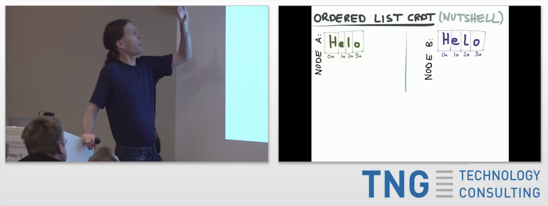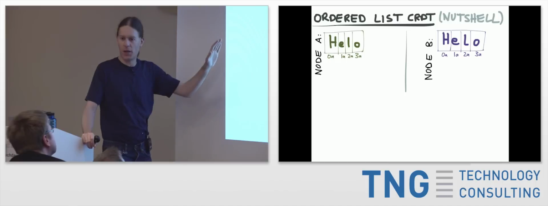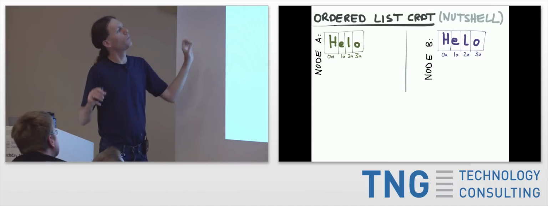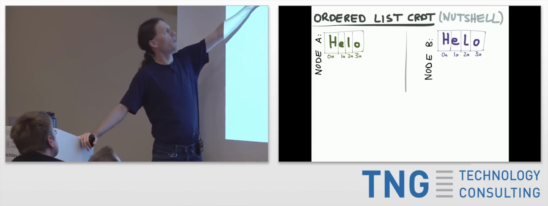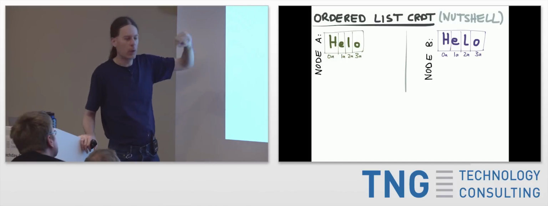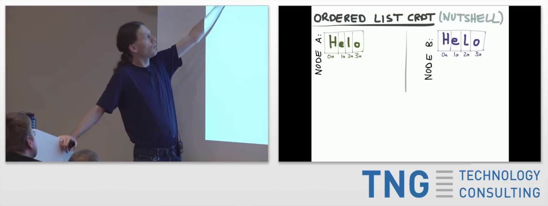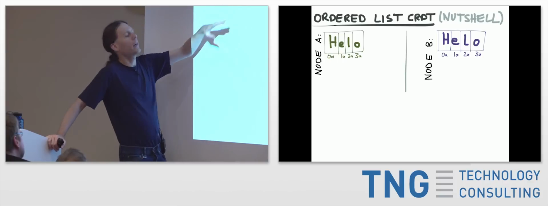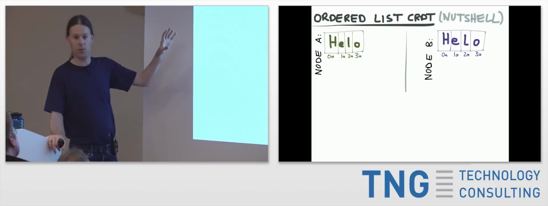A CRDT for text works by giving every single character a unique identifier. Now, this sounds inefficient, but there are ways of optimizing it, which I won't have time to talk about today, but just assume for now that we can associate a unique identifier with every character. And this unique identifier is going to consist of two parts. Firstly, a number, which is here somewhere between 0 and 3. And secondly, a letter, which is actually an identifier of the device that produced this particular insertion.